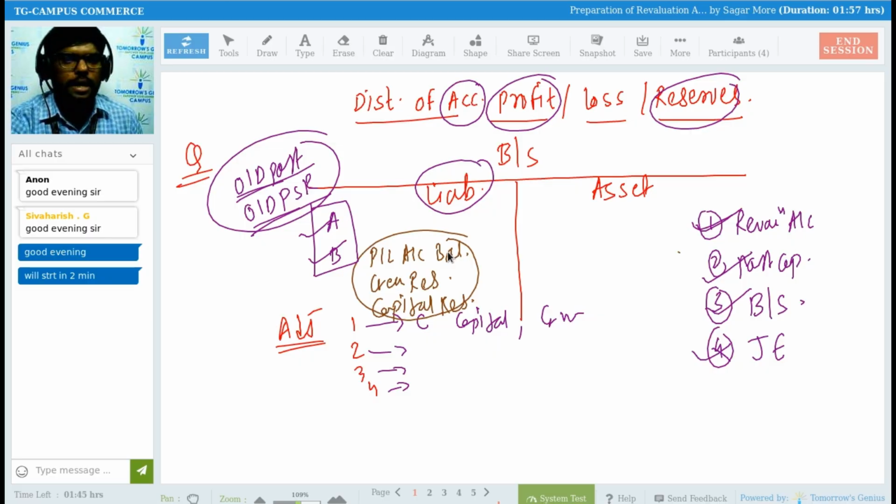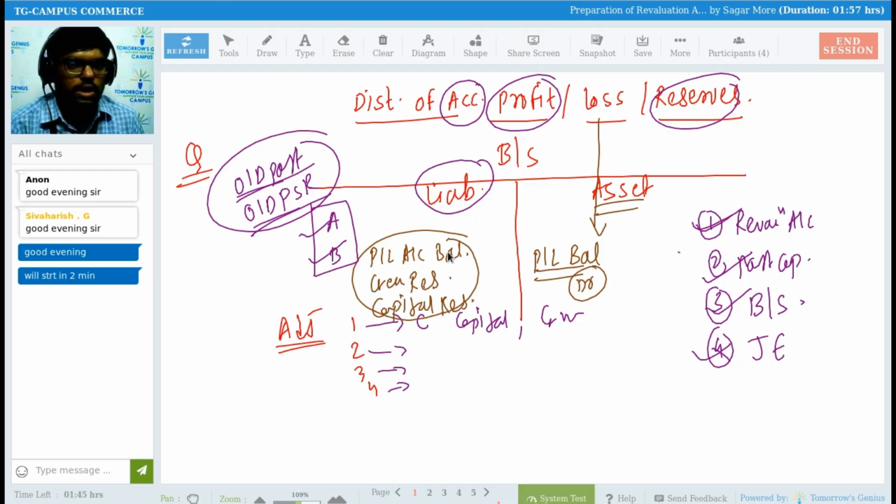Now sometimes you will find a profit and loss account balance on the balance sheet asset side. If you find profit and loss account balance on the balance sheet asset side, it is known as debit balance, and this is nothing but loss. So if you are finding the balance of profit and loss account on the asset side, it is a loss, right? It's not a profit.